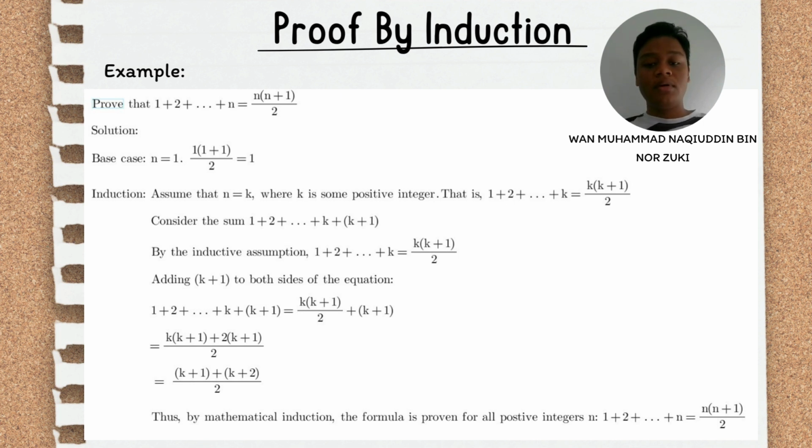And then we factor out the k plus 1, which gives (k plus 1)(k plus 2) divided by 2. And so, by mathematical induction, we have proven the formula for all positive integers n, that being 1 plus 2 plus and so on up to n equals n times (n plus 1) divided by 2.